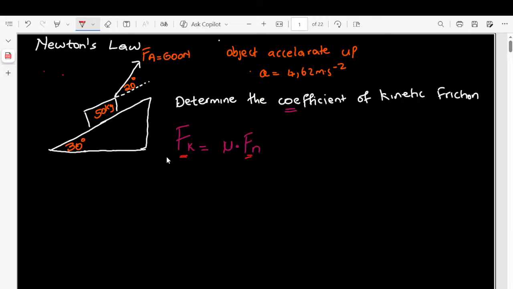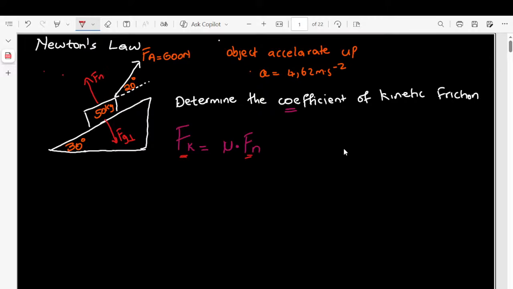So first thing first, I need to find my Fk. I can find my frictional force and my normal force, okay? Let's start with the normal force. Remember, the normal force always acts up. This is my Fn. Then the force that acts in the opposite direction of the normal force is our Fg. But remember, this object is on an incline. This will be Fg perpendicular.